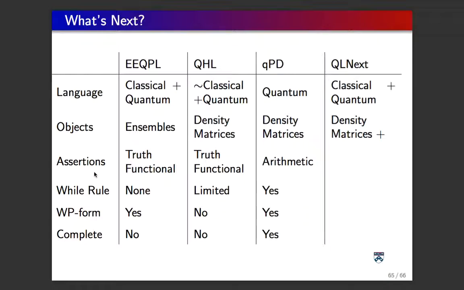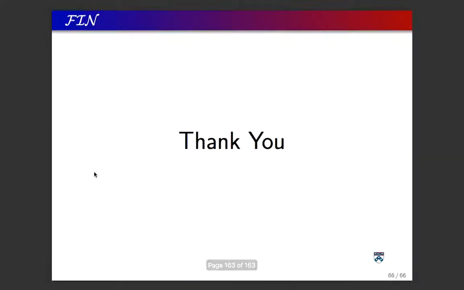It may be that the assertions we have are not as expressive as possible, maybe make these assertions more expressive, but in truth, I'd like to see how we could carry these ideas over to truth functional logic, simply because truth functional logics can express all this stuff that we can't easily express using these arithmetic triples. And obviously, we've seen the advantages of a while rule, we've seen the advantages of WP form, and we would like the logic to be complete. And that's all. So thank you for coming and listening, and any questions?